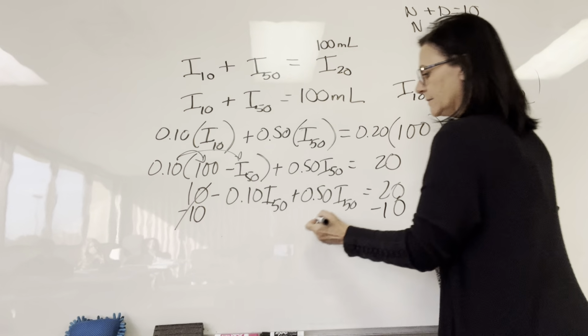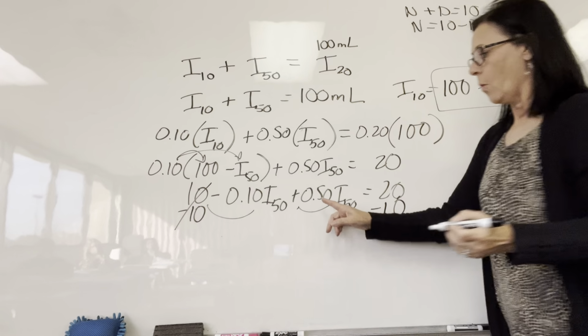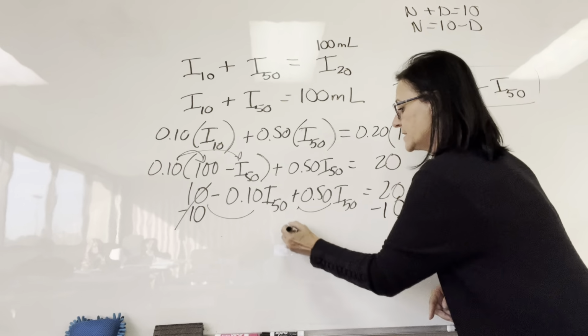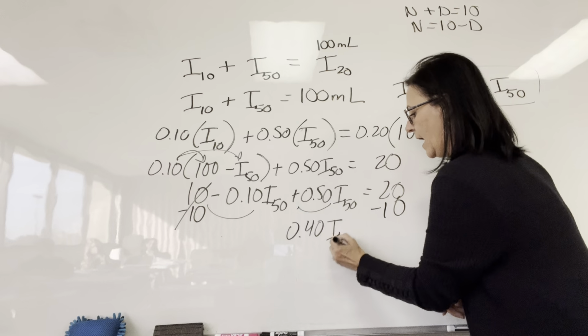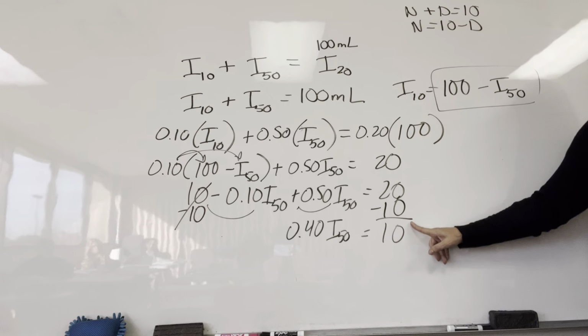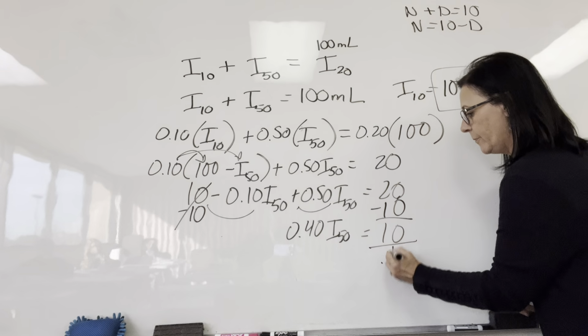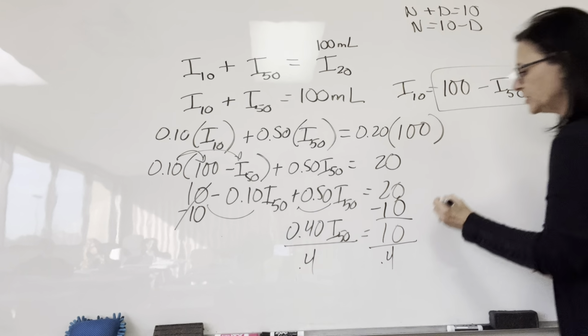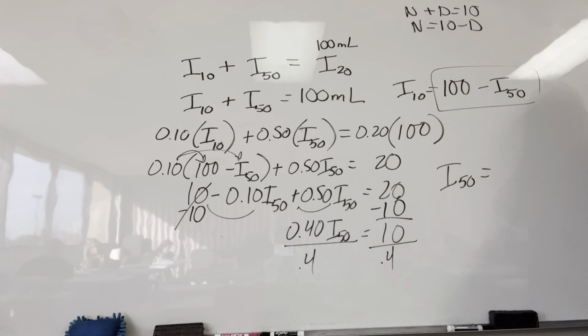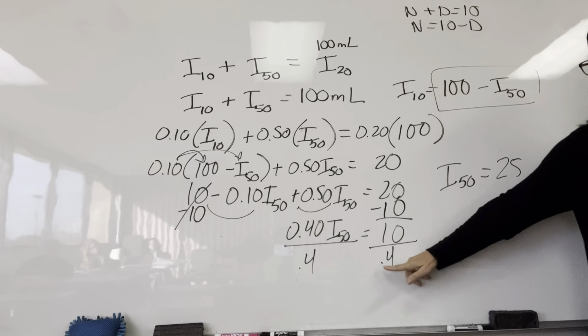Let's combine our like terms. What is 0.5 minus 0.1? That's right, it's going to be 0.40 I50 equals 10. Divide both sides by 0.4. How much I50 do I have? What's 10 divided by 0.4? What is it? It's 25.